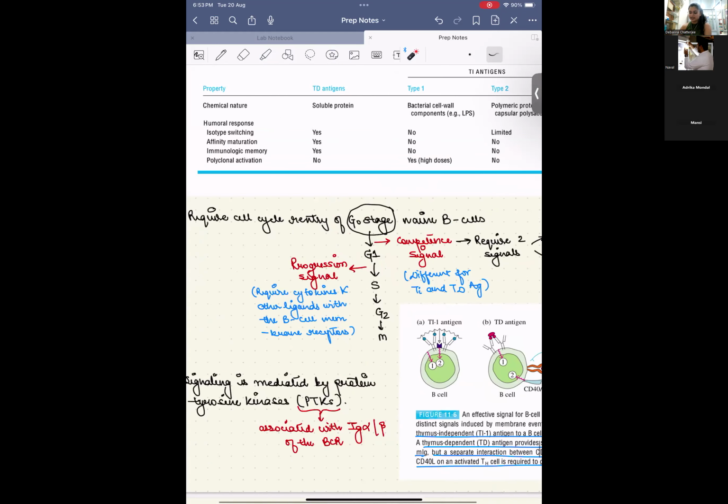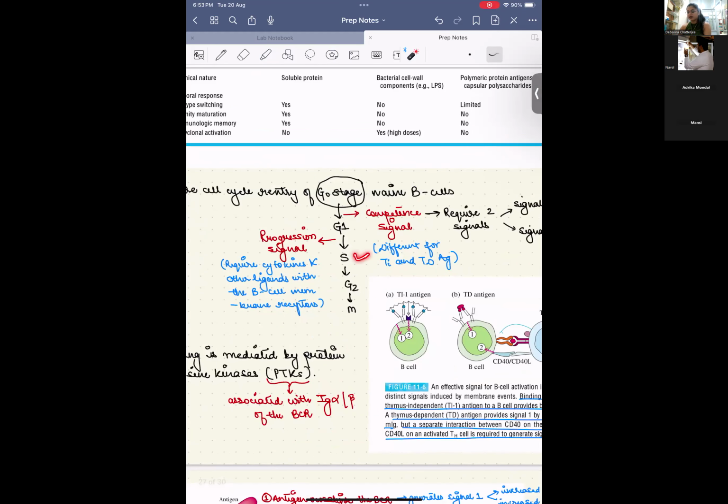Once the cell reaches S phase, it is definitely going to transition to G2 phase. It is going to complete the M phase, and eventually we have two daughter cells forming out of one progenitor cell, or the parent cell.